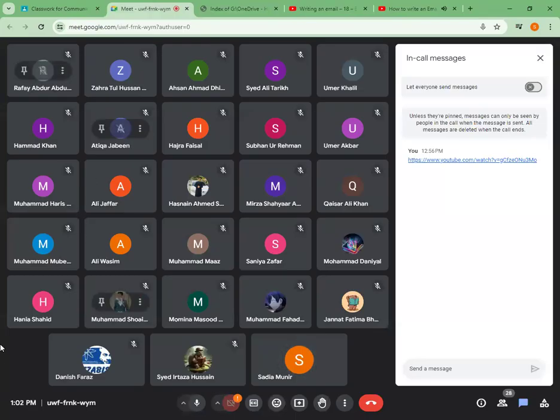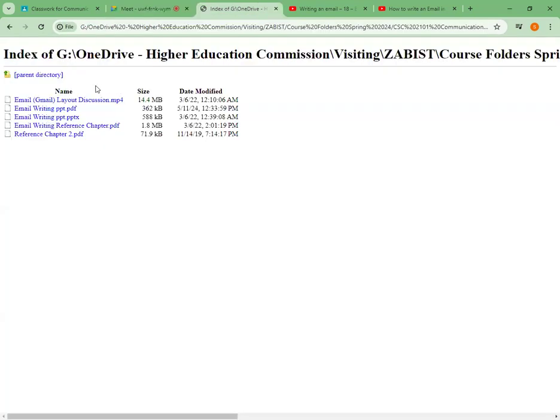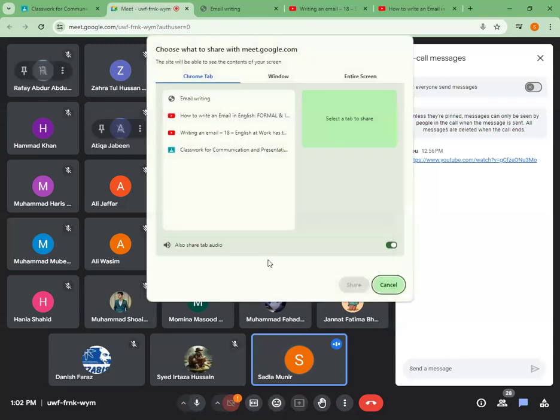Okay. Other than this, like every other write-up, we have an introduction, the middle part, and the conclusion. In the conclusion, we write sincerely, yours truly, regards, and etc. Such things are there. Now, let's look at what are the important parts of an email. Let me share the PowerPoint with you.